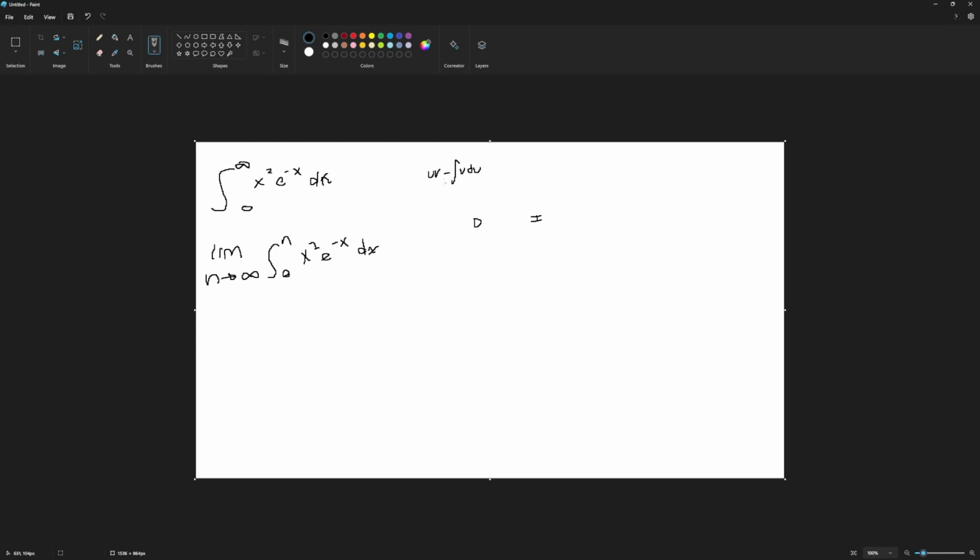Sorry, I don't really use this method very often. You can use it if you want to, though. I prefer the tabular method, because it is just what I've always used. So, we have x squared, we have 2x, we have 2, we have 0.